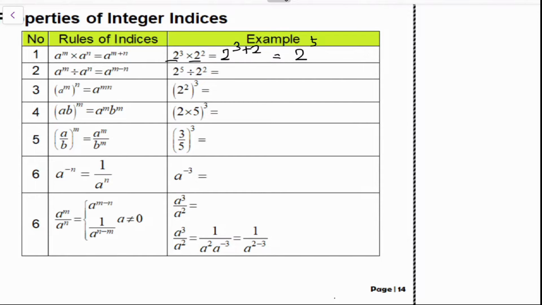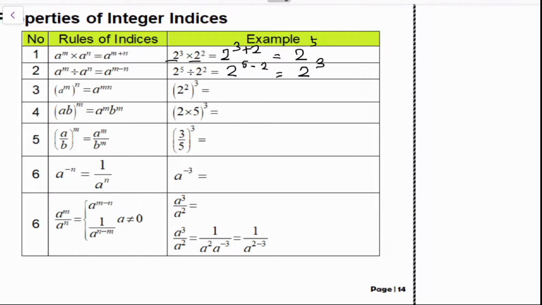Okay, the second property is the same, but now you are dealing with the operation division. So now you can just subtract the power. For example, 2 to the power of 5 divided by 2 to the power of 2. The answer is 2 to the power of 5 minus 2, so you should get 2 to the power of 3. But remember, you must follow the rule, that is, they should have the same base.